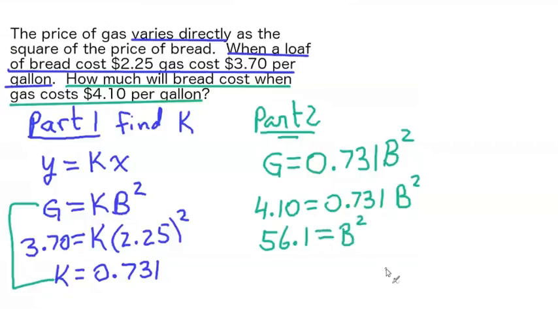And to get rid of the square, we're going to square root both sides. So we'll square root that 56.1. And B is going to be approximately, we're rounding here, the price of bread will be about $7.49 a loaf. I really hope that's not the true relationship between bread and gas. But that's how you solve a varying directly type problem.